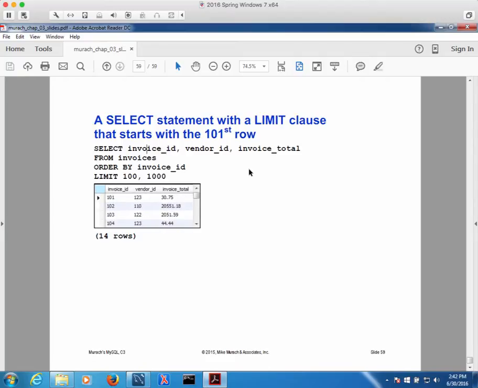And here's one, limit 100, 1000. So we're going to skip the first 100 and then we're going to take 1,000. This might be useful if we're working with the editor function in MySQL Workbench. But apart from that, this is kind of a goofy set of requirements that I'm not going to burden you with.